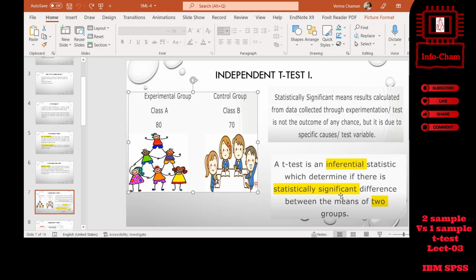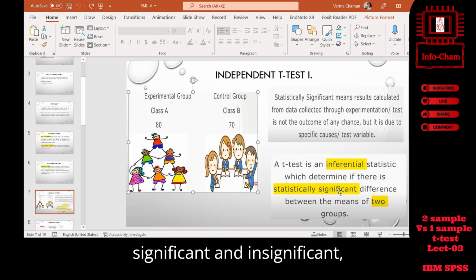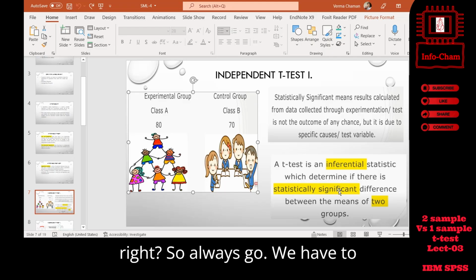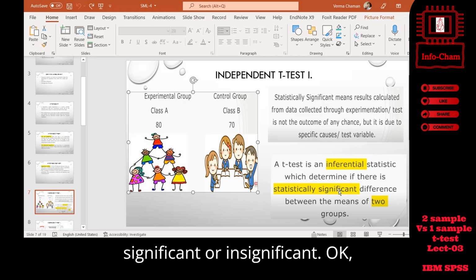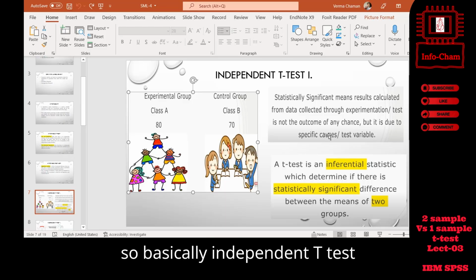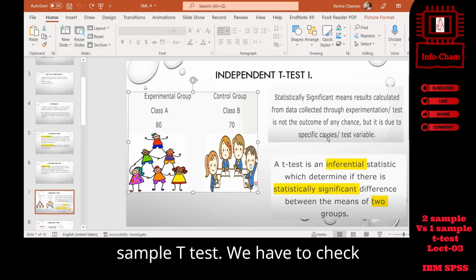Have a look at this yellow part. Significant means meaningful. There are two terms in stats, significant and insignificant, right? So always you have to prove whether it is significant or insignificant, and I will tell you when it is significant or insignificant. Basically the independent t-test compares two variables, two groups, two objects, whatever you can think. Only two things, so it's called the two sample t-test.